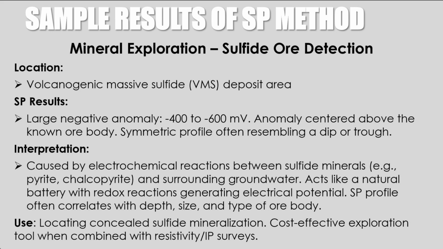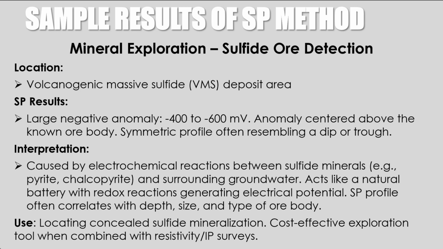And for number 2, mineral exploration, sulfide ore detection. The location is a volcanogenic massive sulfide deposit area. And the SP results: large negative anomaly, -400 to -600 mV. Anomaly center above the known ore body. Symmetric profile, often resembling a dip or trough.